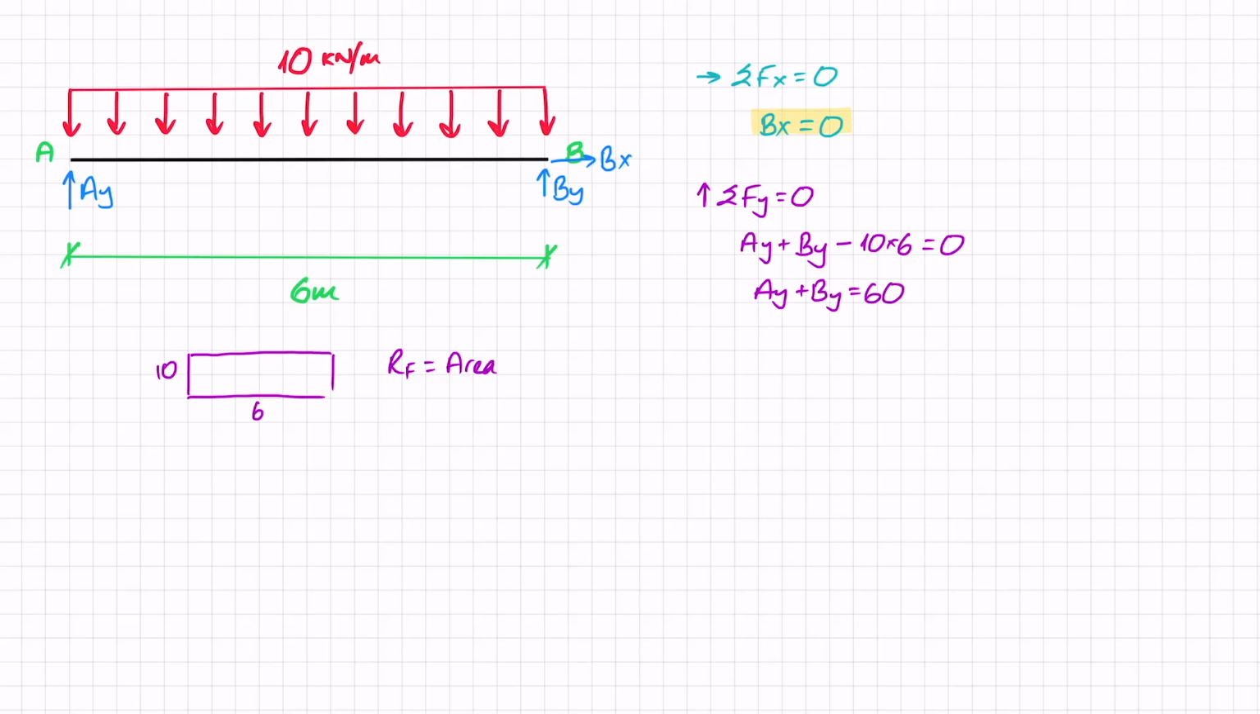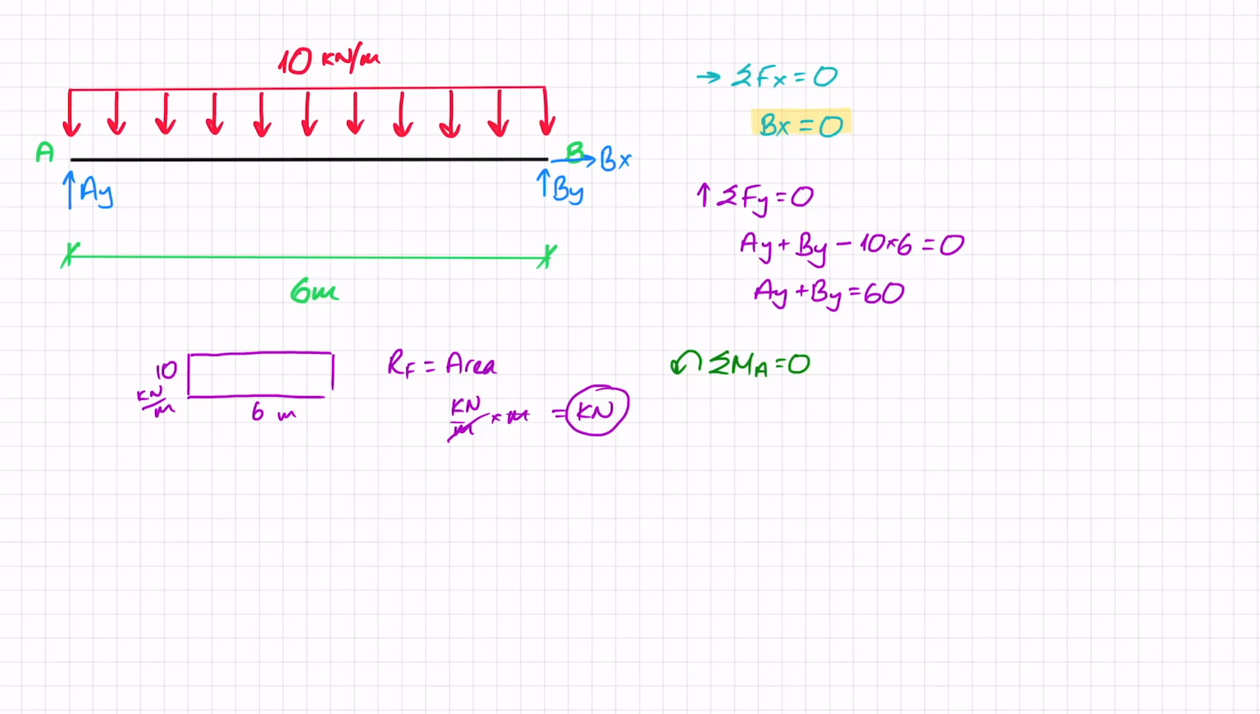Now, let's also note that this is the force, because this is 10 kilonewton per meter. This is 6 meter. So when I multiply kilonewton per meter times meter, I end up with kilonewton, with force. And now the last thing that I need to do is sum of moments. So sum of moments, in this case, I'm going to do them around A, with this being my positive direction for moment, so counterclockwise.